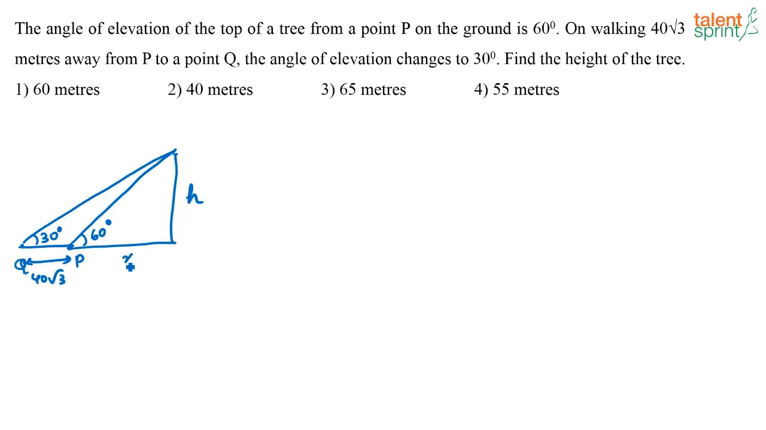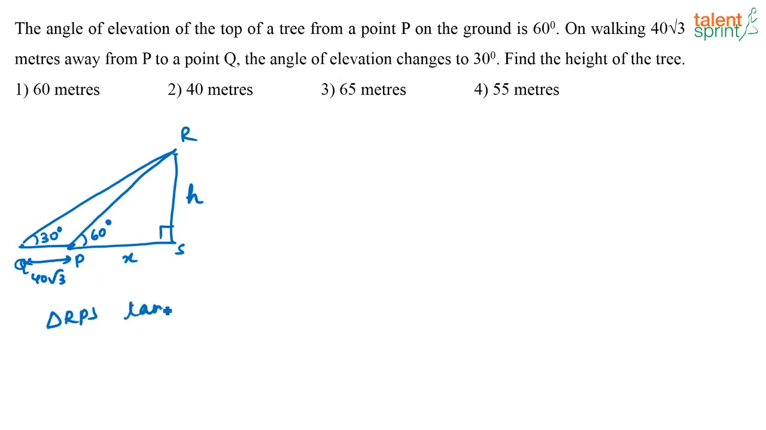So let this distance initially be x. See, the distance from the tree to the point P, let that be x. Now if you consider this triangle, let us just name these. So you have this QP, let this be R and S. So if I consider triangle RPS, it's a right angle triangle, right? What can I say?